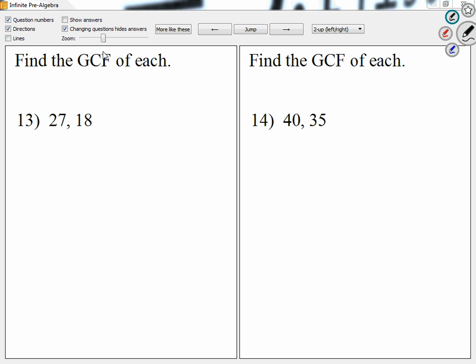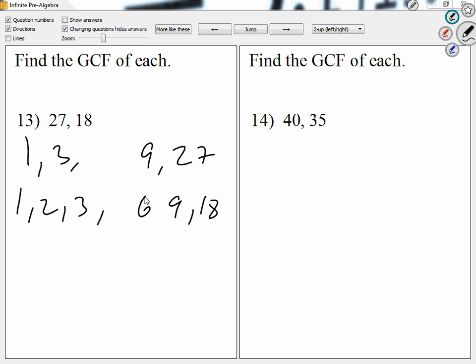And there's 2 ways we can do this. I'm going to show you guys both ways. First way, write all the factors of 27. I'm just going to go 1 times 27, 3 times 9, and that's pretty much it. Right, I listed all my factors. For 18, I'm going to go 1 times 18, 2 times 9, 3 times 6, and I'm done. So my greatest common factor is the biggest number that is in both lists. In my case, 9.